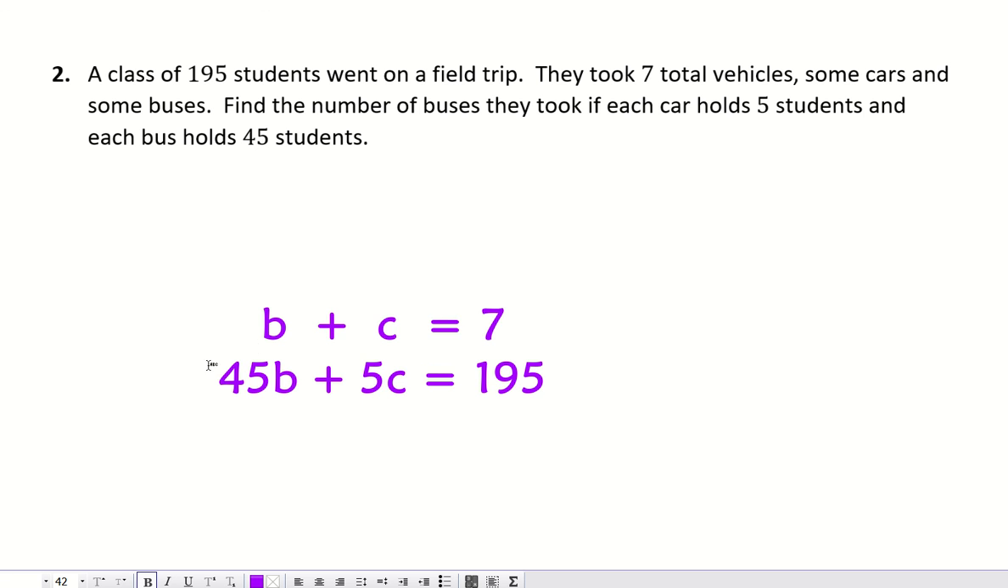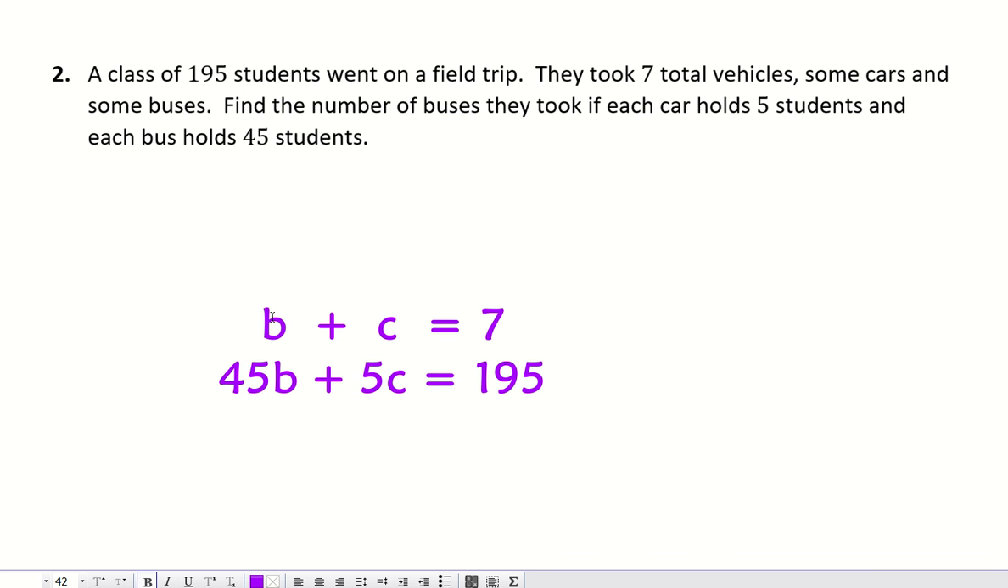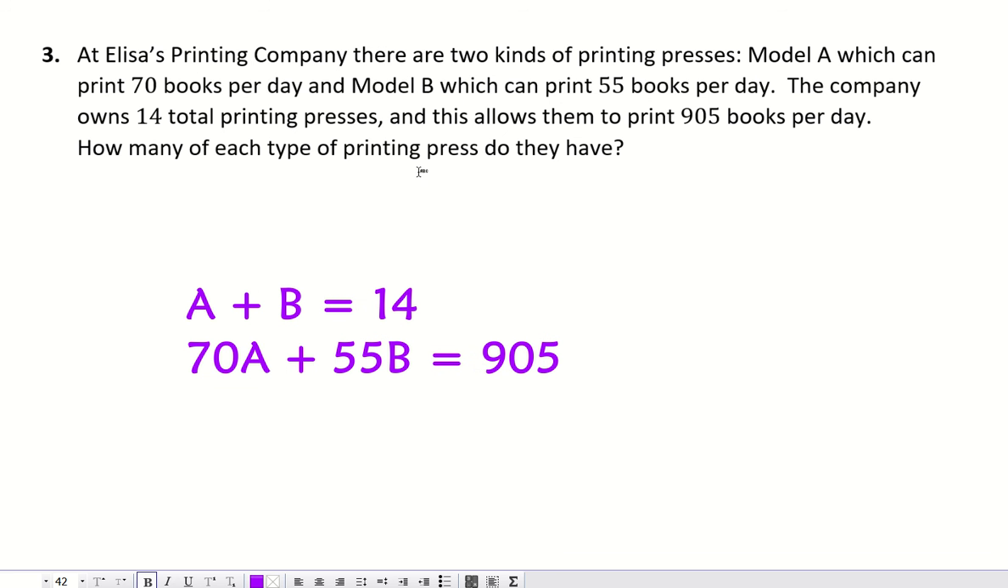All right, and then just to refer back to what I was saying in number 2, where all they wanted was the number of buses, and so all you needed to know was B. Well, here they want to know how many of each type. They want to know A and B. So you solve for one variable, and then you have to solve for the other one for your final answer. All right?